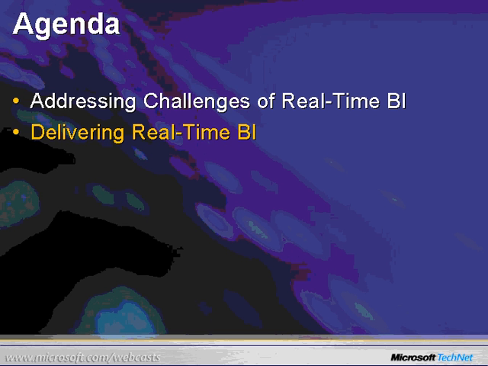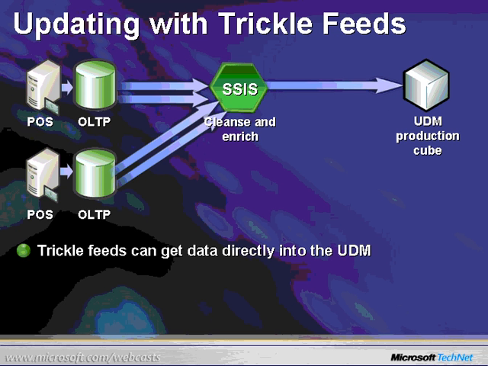So now that we've talked about the challenges of providing real-time BI, and we've seen how to use integration services to push data directly into a cube, now we need to talk more about delivering real-time BI. We've gone through the server end side, but what about the delivery side? We've talked through the challenges. Let's see more about the solution. So we can use trickle feeds to keep the cube up to date. That's what we walked through, the trickle feeds that get data directly into our UDM. And that's just what we just did.